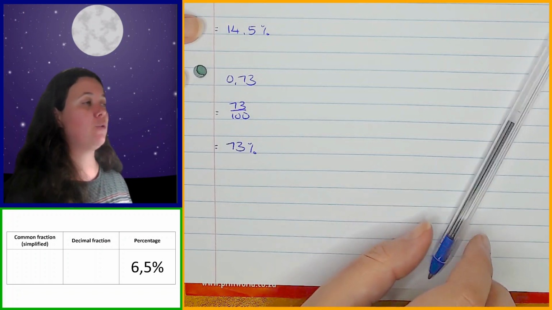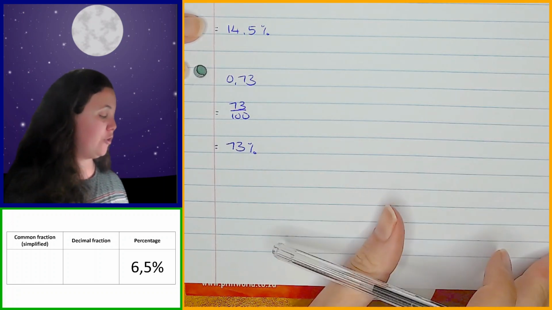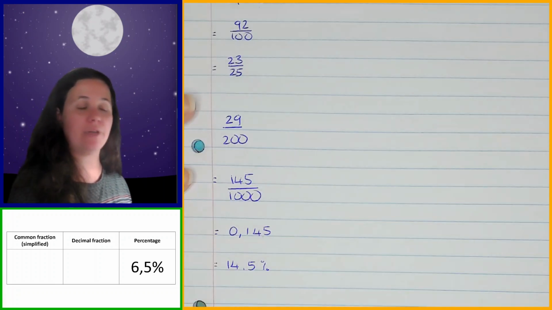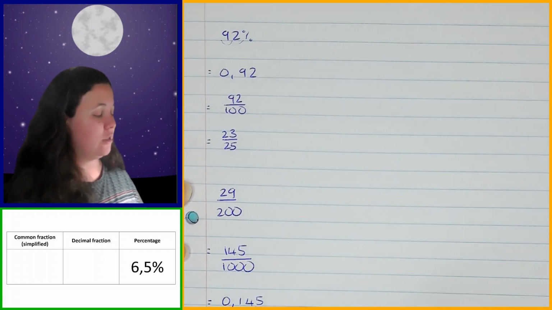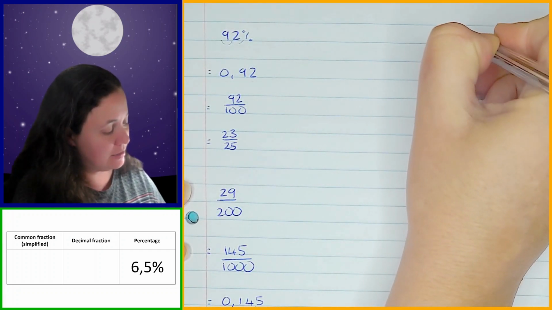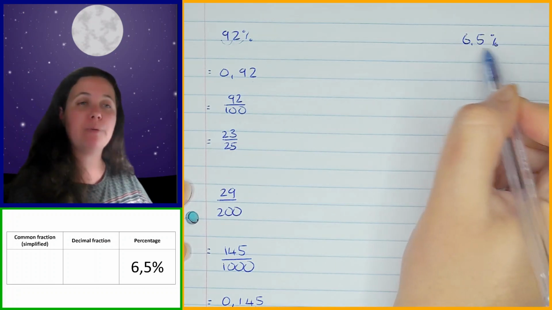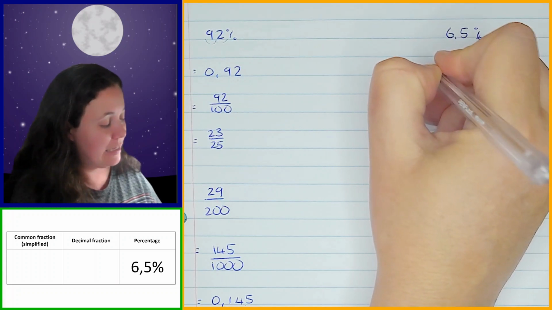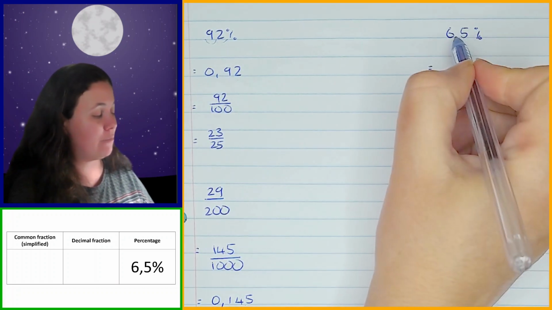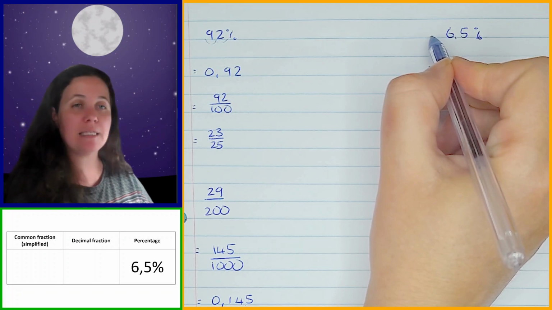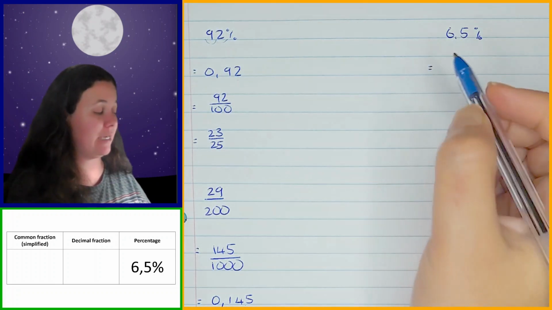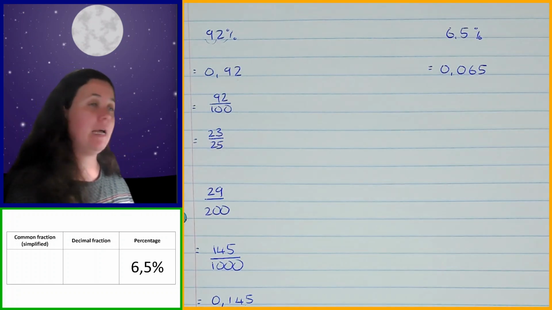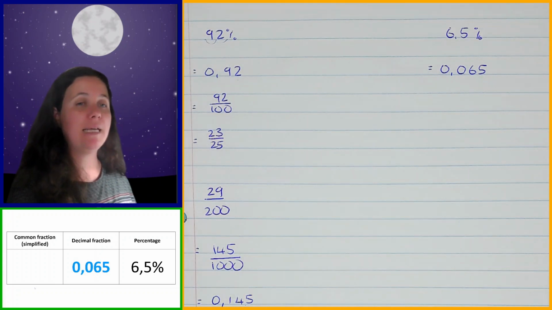We've got 6.5%. Okay, so when you've been given the percentage, let me just move this up again. It'll work over here. So here I've got 6.5%. Okay, so when we've got the percentage, remember, it's easier to convert to the decimal fraction first. So I'm going to say 6.5% is the same as, if I move this 1, 2 places to the left, because I am dividing by 100, it's going to be 0.065 as my decimal fraction. So my decimal fraction is 0.065.